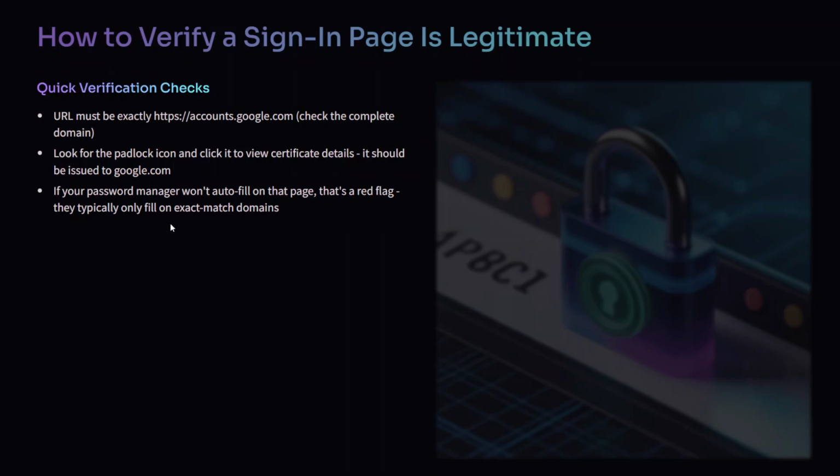Second, look for the padlock icon in the address bar. Click on it. Check the security certificate details. Who was it issued to? It should be issued to the company you expect, like google.com. Okay, check the certificate. But honestly, maybe the most powerful, low-effort check comes from your password manager.